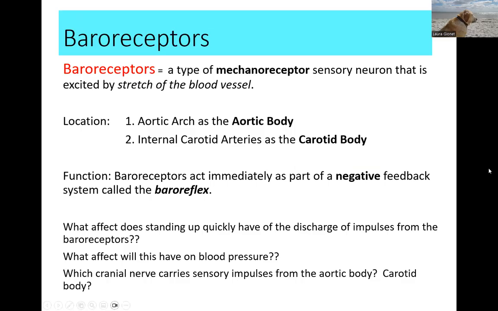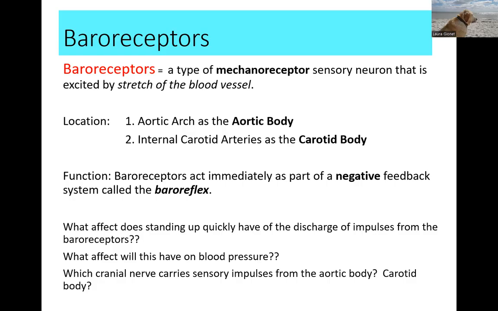All right, baroreceptors are a type of mechanoreceptor. Remember, we looked at all these different receptors in AMP1. Baroreceptors are kind of a type of mechanoreceptor, but I wouldn't call them a mechanoreceptor because most mechanoreceptors are going to respond, most of them, when you compress them or squish them, so to speak. But these receptors will respond when they're kind of stretched. Right? All right, so they are a type of receptor sensory neuron that is excited upon stretch of the blood vessel.